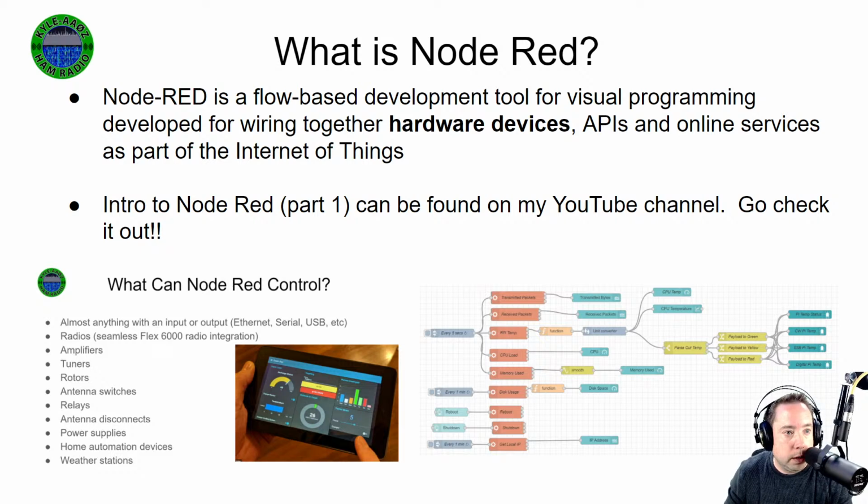Hang on, let me get my chat up here. If you missed part 1, go out to my YouTube channel and check it out. Part 2 was installing on the Raspberry Pi. So I've got what Node-RED can control, and give you some examples. And then over here is basically a flow that you can put together to monitor your Raspberry Pi.